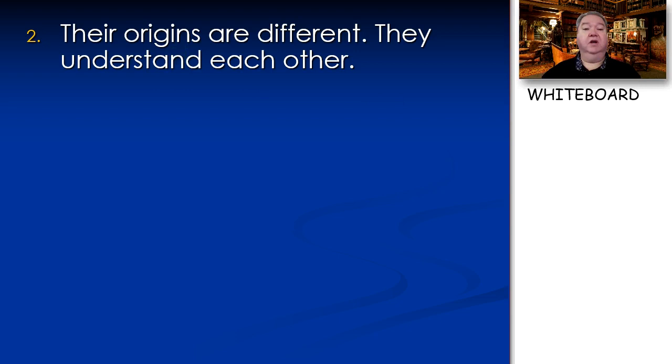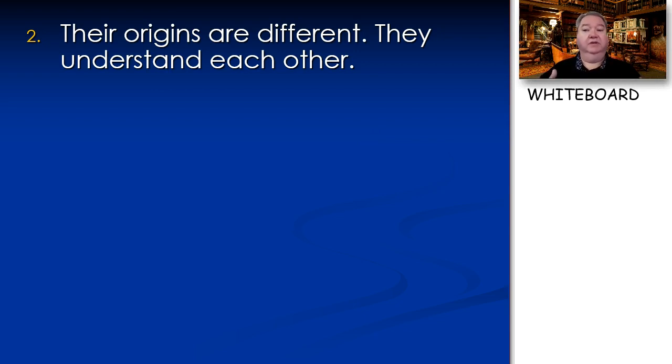Their origins are different, so they understand each other? That doesn't really sound right. I mean, if their origins are different, you might think that they do not understand each other. So that doesn't really fit. And their origins are different, and they understand each other. Well, both of those are true. Let's see if we can find a better one. But their origins are different, but they understand each other. And remember, but is kind of the opposite. So their origins are different, so you might think that they can't communicate so well. They understand each other, that's sort of the opposite. So but actually fits here.